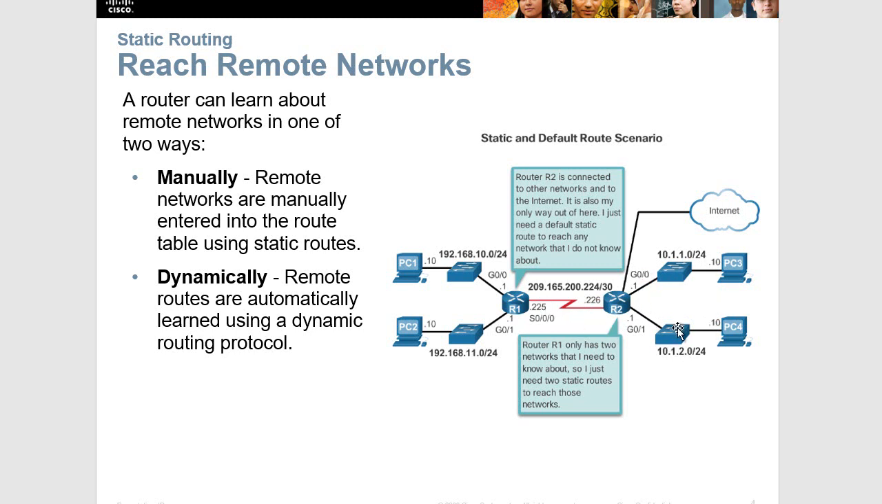From R2's perspective, it's connected to these two networks and the internet. So it can't just say anything that's not going to these two networks I'm going to send out to R1. It is going to use a normal static route, not a default static route, which would say basically that anything headed towards these two networks goes out towards R1. That could either be two entries, one static route for each network, the 10 network and the 11, or you could use a summary route, which is something we'll discuss in a little bit. Basically, a summary route would be a route that encompasses both these networks in one static route statement.